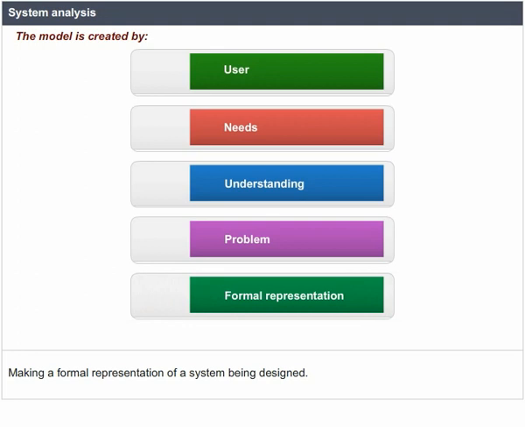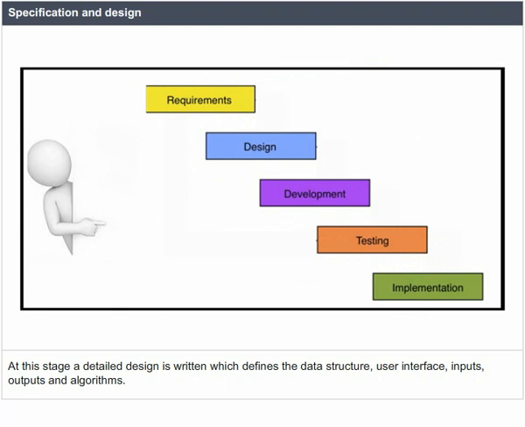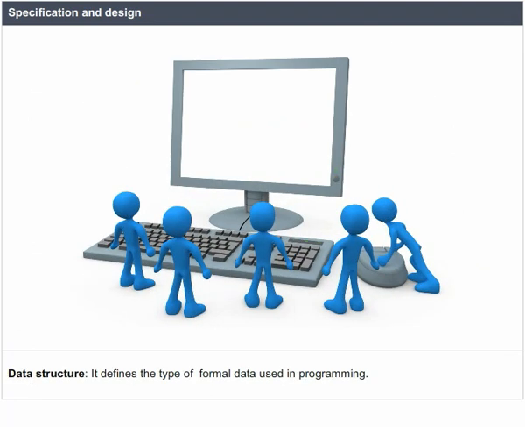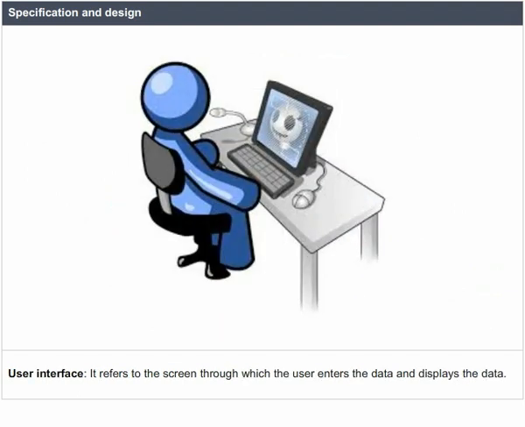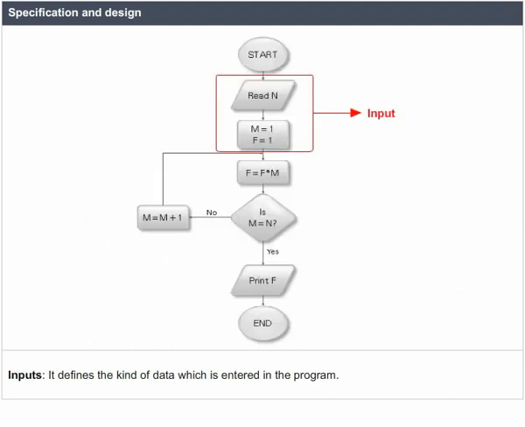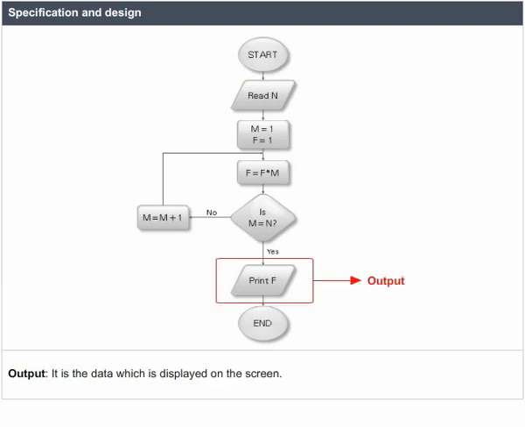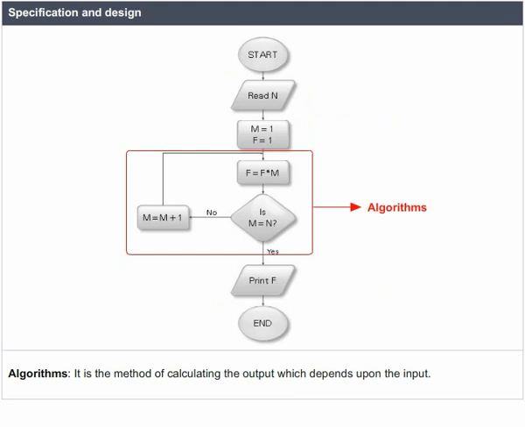Specification and design. At this stage, a detailed design is written which defines the data structure, user interface, inputs, outputs, and algorithms. Data structure defines the type of formal data used in programming. User interface refers to the screen through which the user enters the data and which displays that data. Inputs define the kind of data which is entered in the program. Output is the data which is displayed on the screen. Algorithms are the method of calculating the output, which depends upon the input.